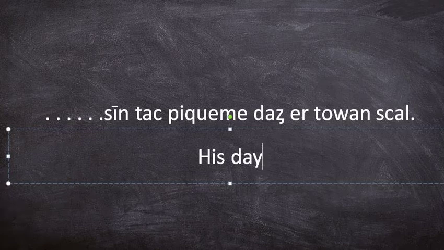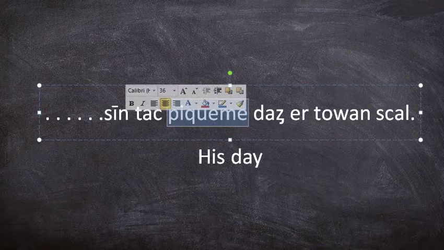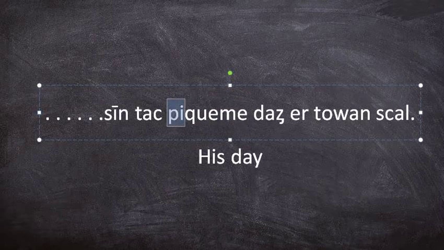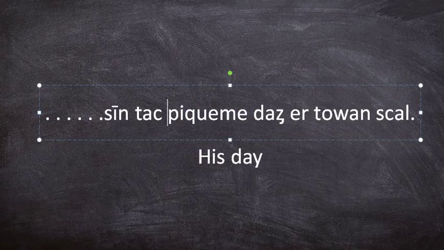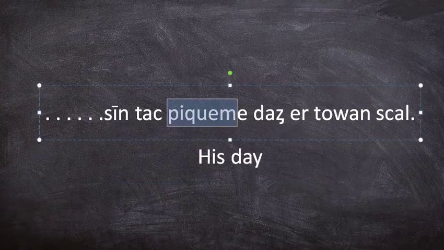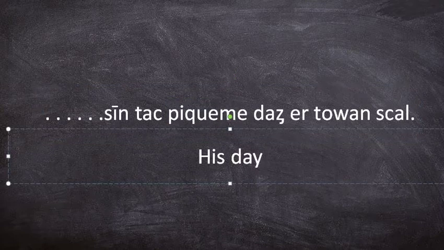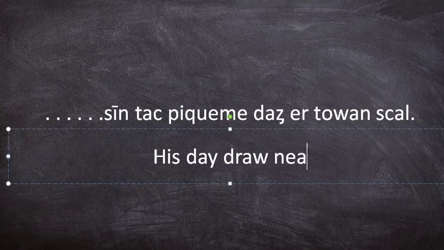Now here we have a verb. This prefix here is a variant of be, as in by in English, but in this context it means like around, from, whatnot. And this verb, its infinitive form is queman, which means to come. So come around, or in this context, draw near. So I'm just going to translate it as draw near.